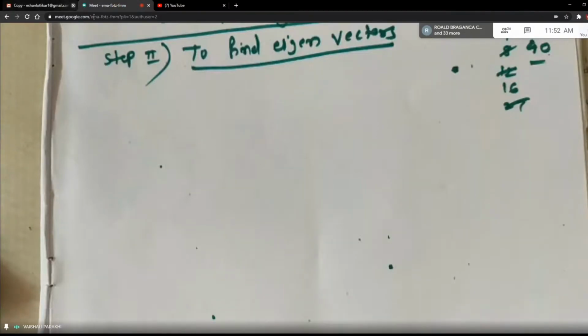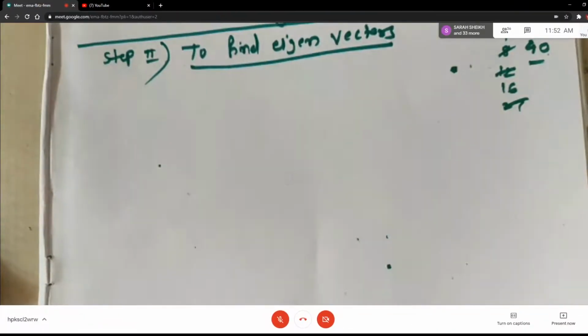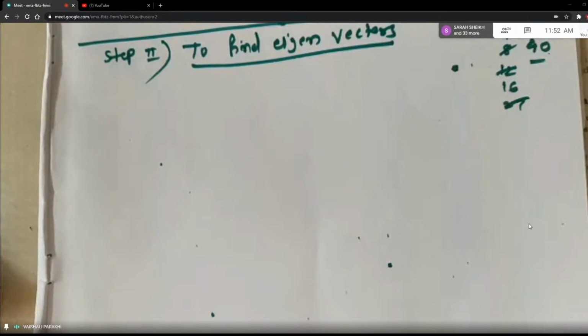The eigenvectors today. Now, yesterday's problem itself, we are going to continue.